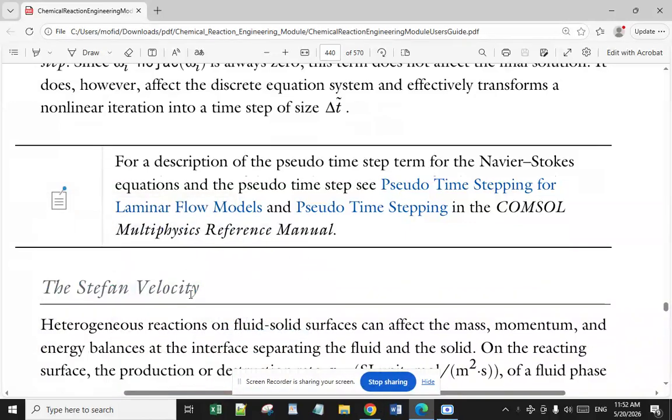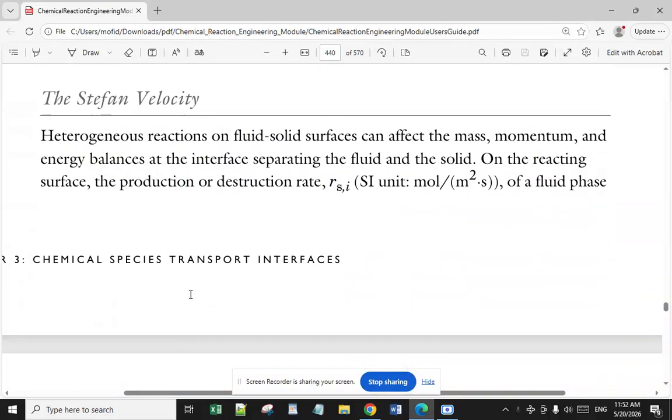In the name of Almighty God, I am Master Sankoshi, and today I want to talk about chemical reaction engineering in quantum multiphysics simulation software. Now I want to go through the Stefan velocity.